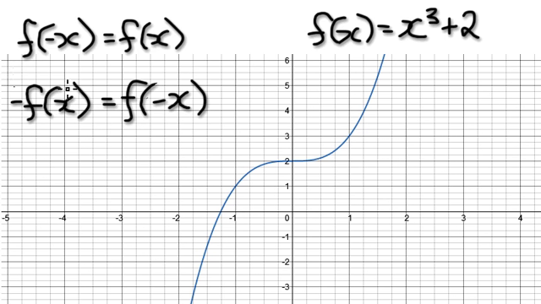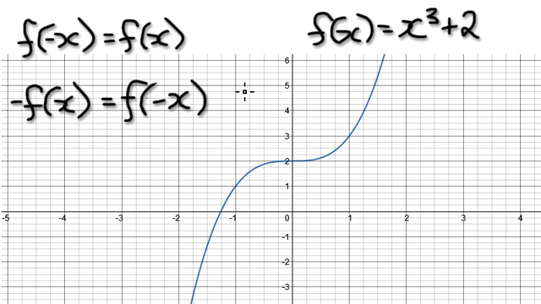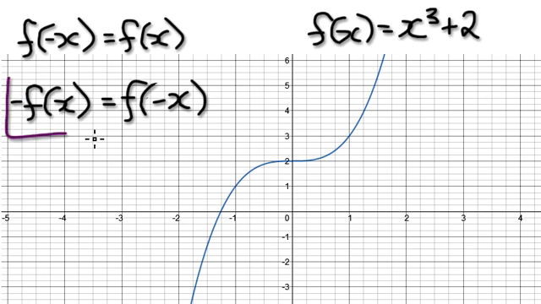So now let's check if it's an odd function. If it's an odd function, first apply this transformation, and then on a separate occasion apply the other transformation and see if the two are equal. Applying this transformation means keeping this whole thing the same and sticking a negative in front of it. So it would be x to the power of 3 plus 2 taken as a whole, and then sticking a minus in front of it.